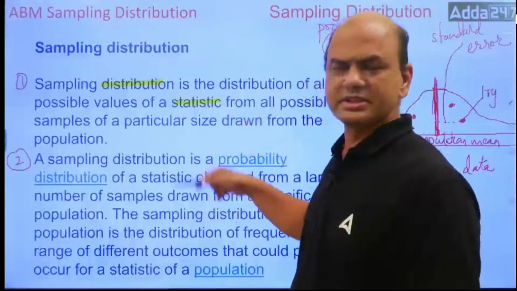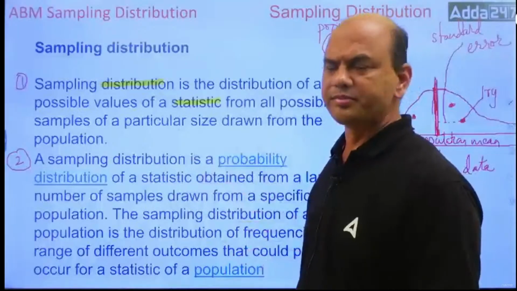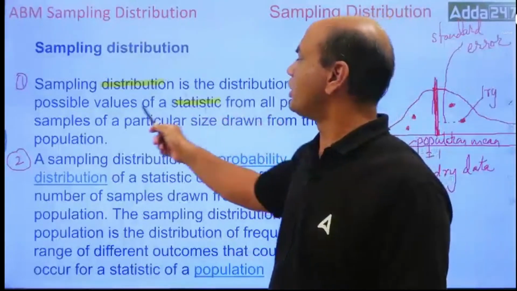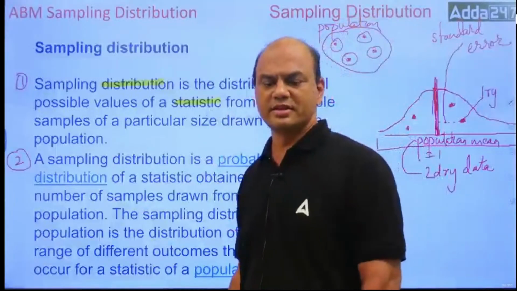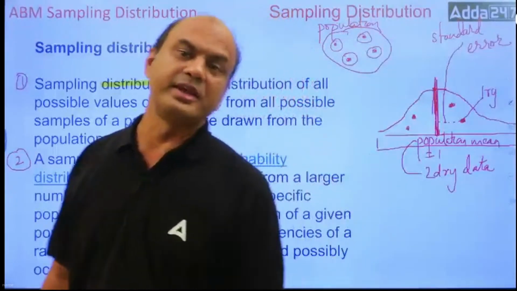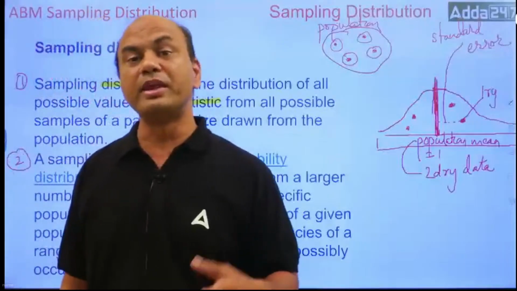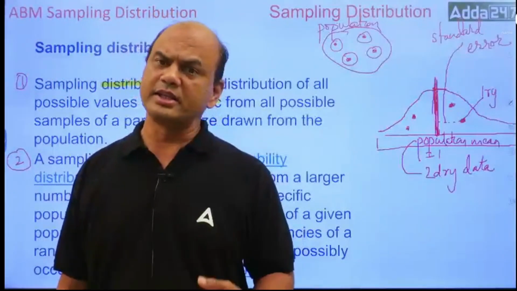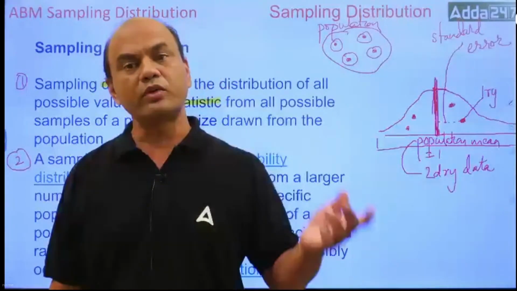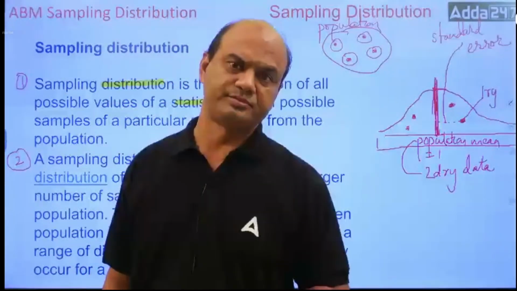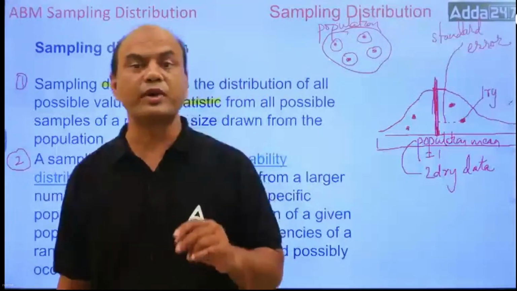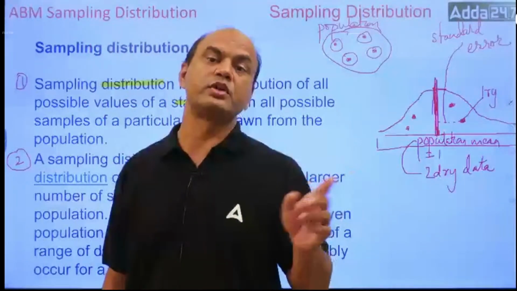There are two definitions given over here. Distribution of all possible values of a statistic. What is this word statistic? Kindly note, statistic means anything which you find out, mean, mode, median, anything. If you find it for the sample, it is called a statistic. And the same thing, if you find it for the population, it's called a parameter.